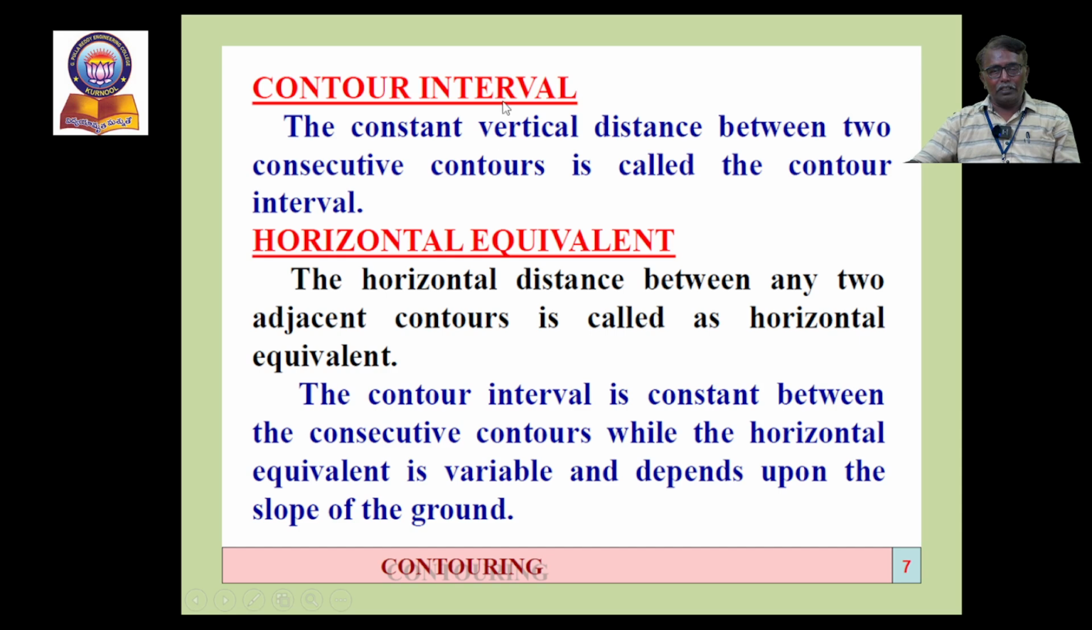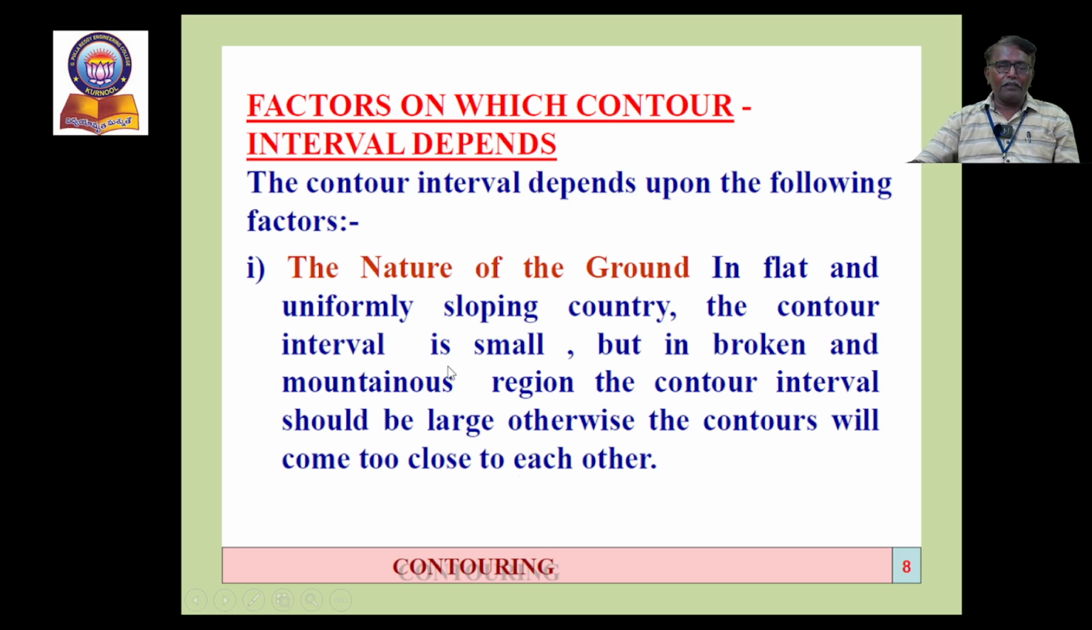So the vertical distance between two consecutive contours is called the contour interval. At the same time, the horizontal distance between any two adjacent contours is called the horizontal equivalent. The contour interval is constant between consecutive contours, while the horizontal equivalent is variable and depends upon the slope of the ground. Next, factors on which the contour interval depends.